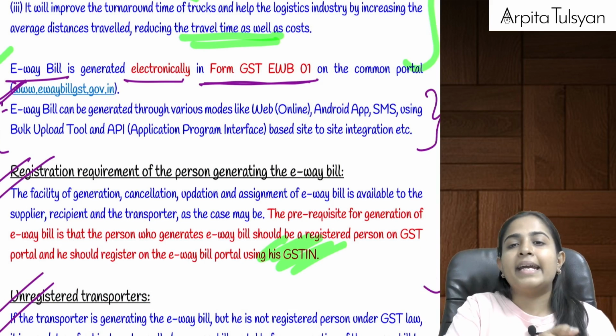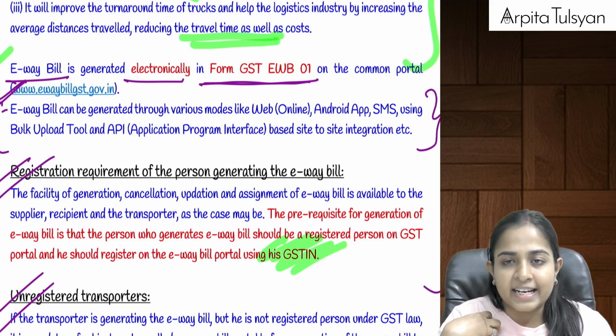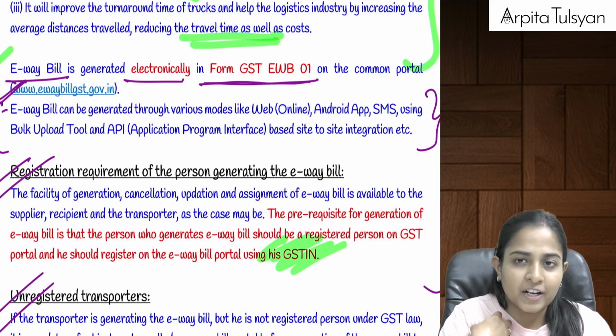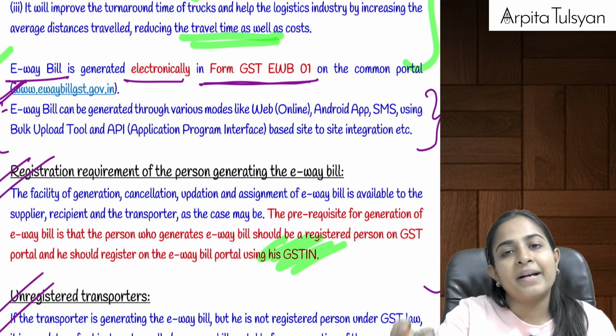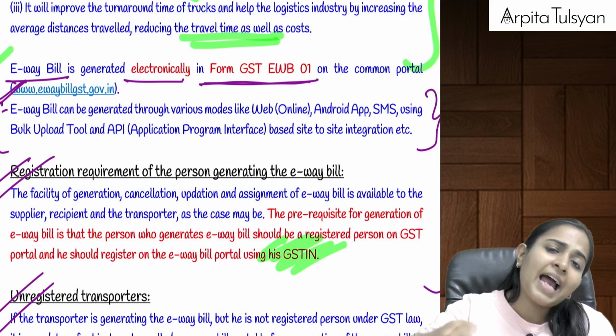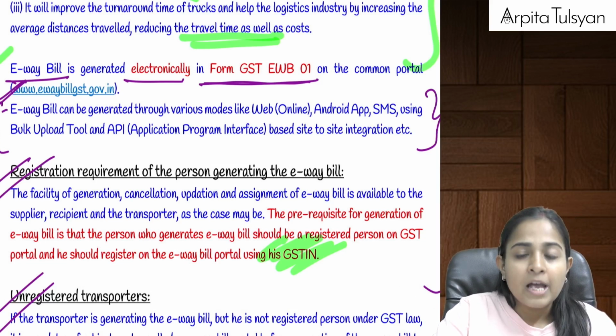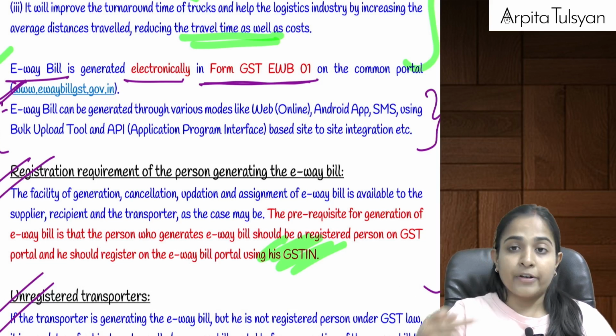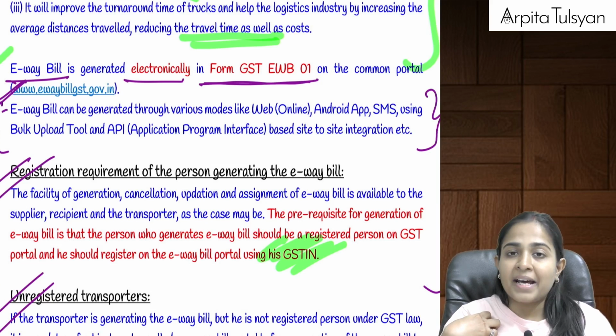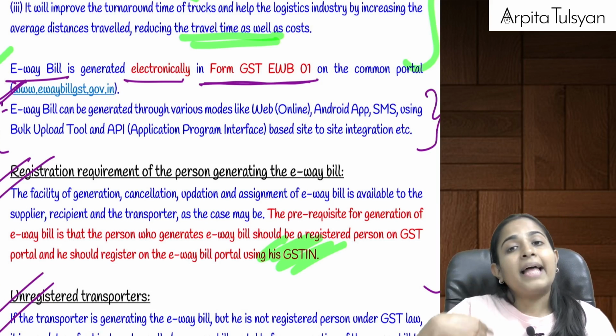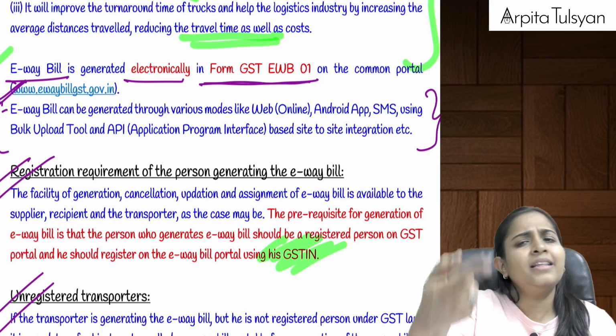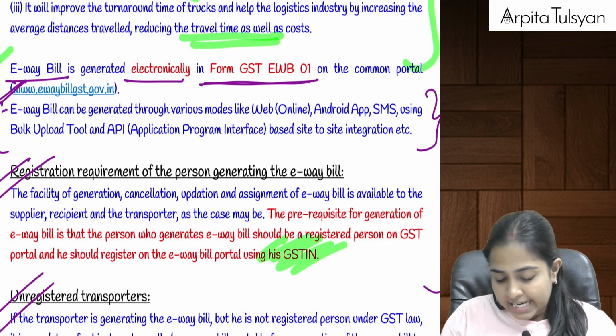Okay. Part A can be filled by the consignor if he is a registered person and if he has arranged for the transport. Or it can be filled by the recipient if he is a registered person and if he has arranged for the transport. And suppose I am the supplier, an unregistered person, and the other person is a registered person, then the registered person will generate the e-way bill, right?